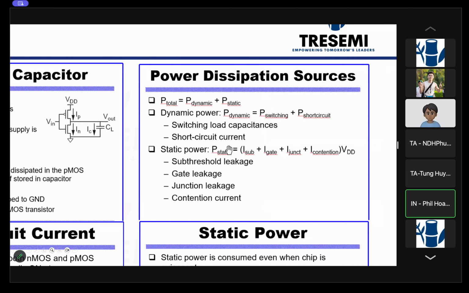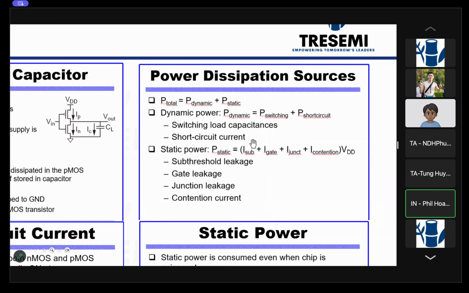Okay, so the sources of power dissipation: the total power is dynamic plus static. For dynamic, you have switching and short circuit. We can go over this a little bit later.